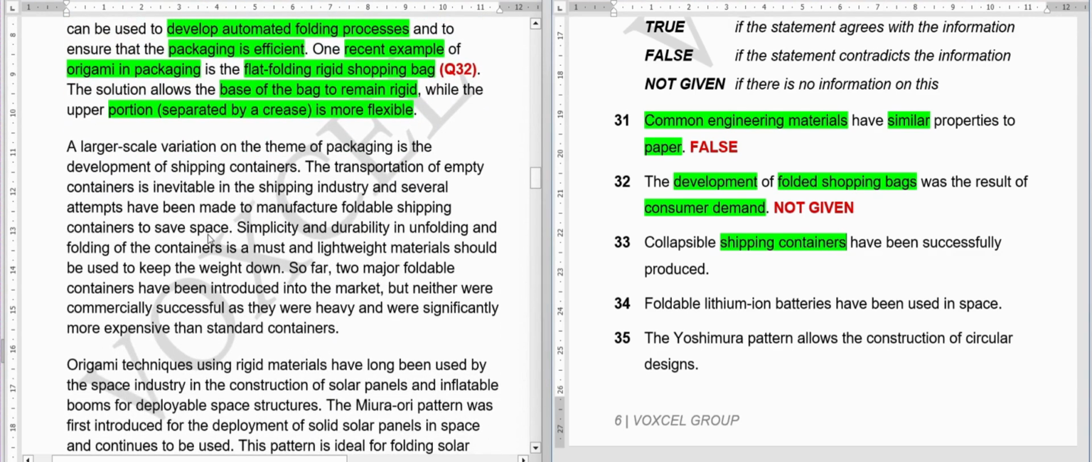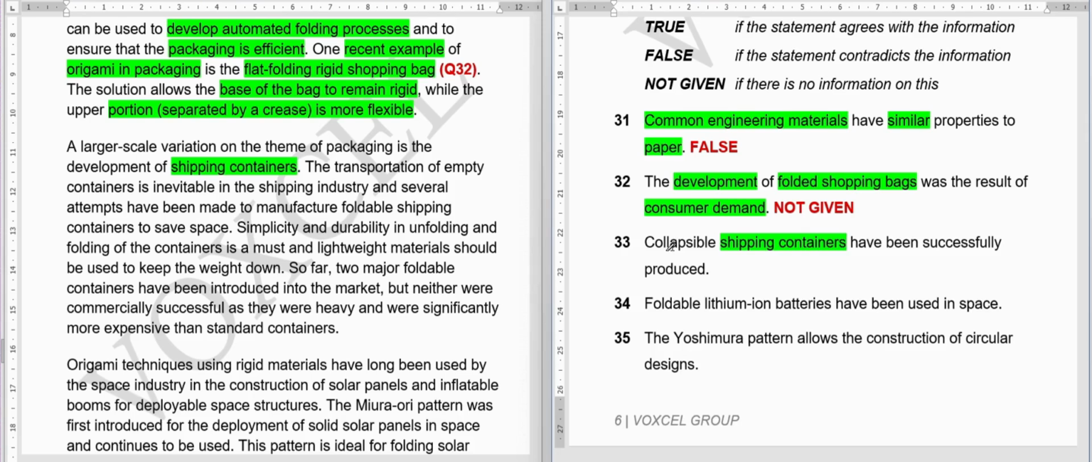Okay, let's read the next paragraph. A larger scale variation on the theme of packaging is the development of shipping containers. Okay, now here are the shipping containers. So now we will read the question a bit carefully so that we can come to know where our location is.